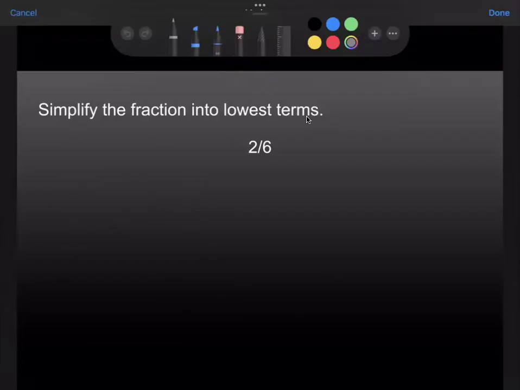Okay, here is our next example. We're going to simplify the fraction 2 over 6 to its lowest terms or smallest numbers. So I'm going to rewrite 2 over 6 here. For this one, I think I'll show you using the multiplication way. So I know I can multiply 1 times 2 and get 2. So those are my factors of 2. And I know that I can multiply 2 times 3 to get 6.